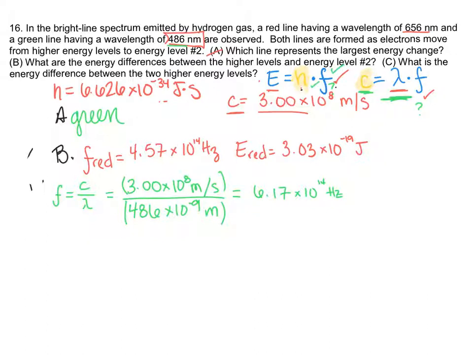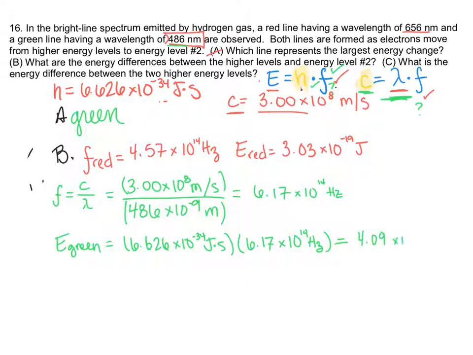I know Planck's constant. Same thing for the red light that we did. The energy of my green is going to be equal to Planck's constant, 6.626 times 10 to the negative 34th joules times a second, multiplied by that frequency we just found, 6.17 times 10 to the 14th hertz. And when you plug that in, again, use your parentheses, the energy you get should be 4.09 times 10 to the negative 19th joules.